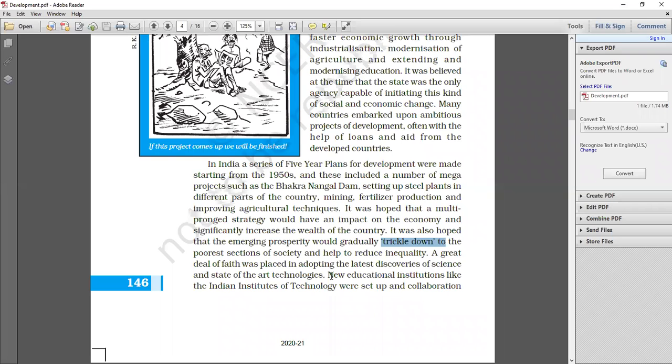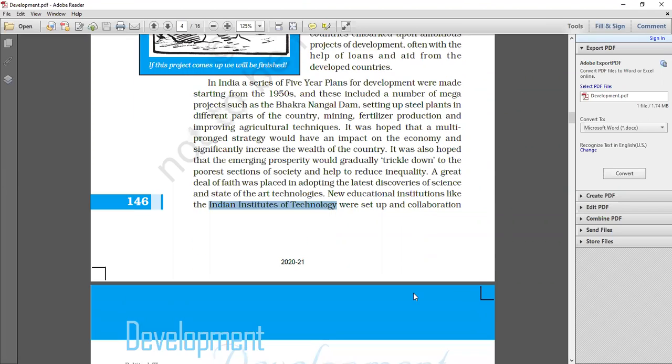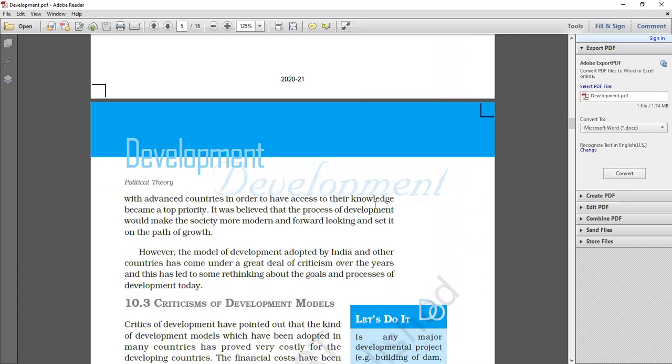So new educational institutions like the Indian Institutes of Technology, now IIT, आज की डेट में IIT क्या importance रखता है, you all know. So these IITs were set up, and collaboration with advanced countries in order to have access to their knowledge became a top priority. Relation of India with international markets became strong, and they have the access to their knowledge. ठीक है, our people have the access to take the knowledge of different countries, richer countries, and it became our top priority कि we have to educate our people in the best possible way, and we make it the top priority.